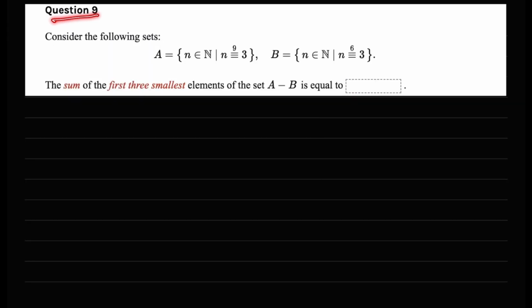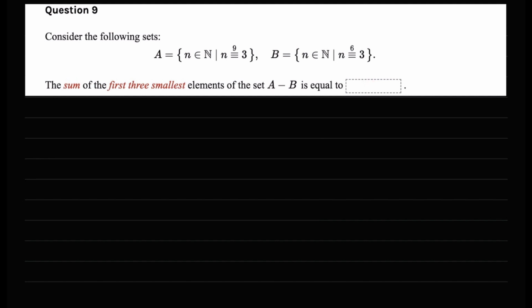Okay, question number 9. Consider the following sets. The set A consisting of natural numbers so that that natural number is congruent to 3 modulo 9. And B consists of all natural numbers that those numbers are congruent to 3 modulo 6 this time. The sum of the first 3 smallest elements of this set is equal to what?